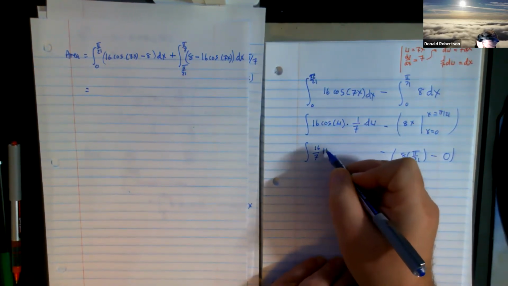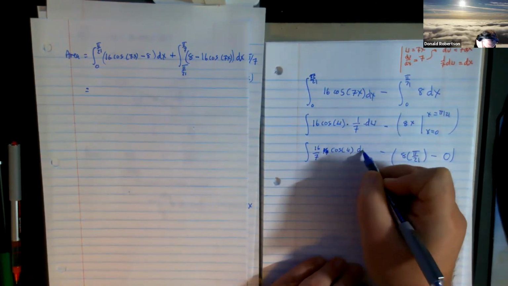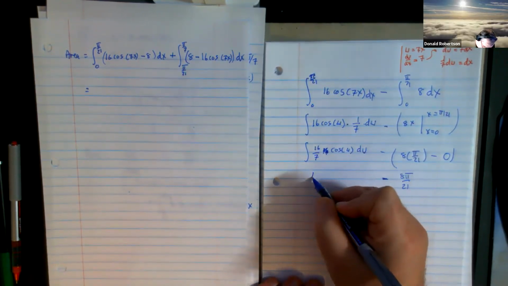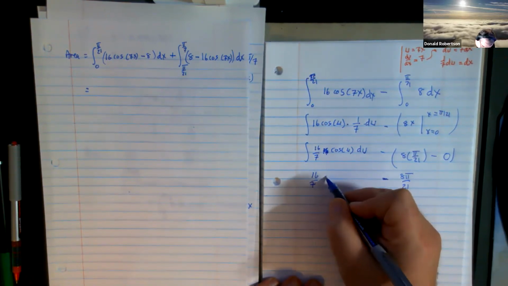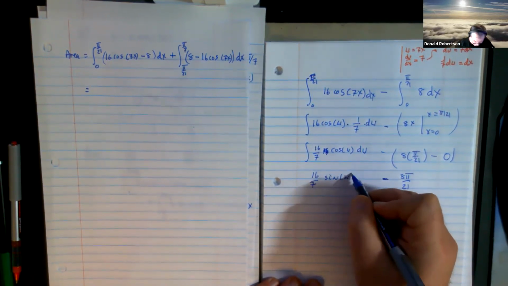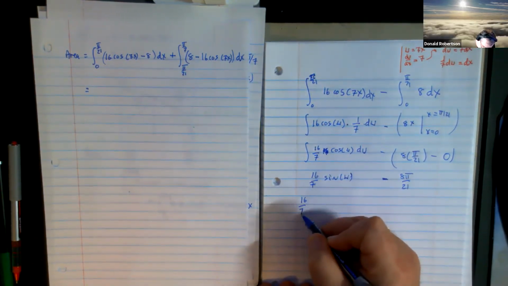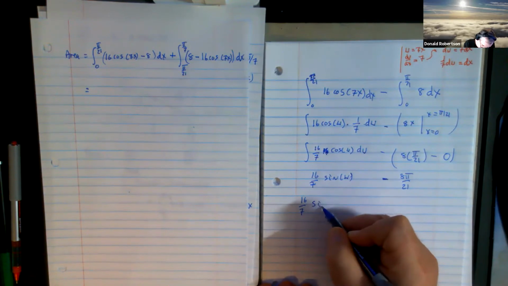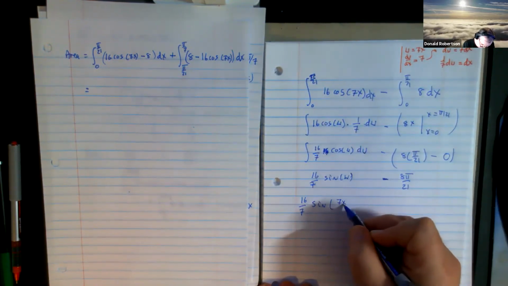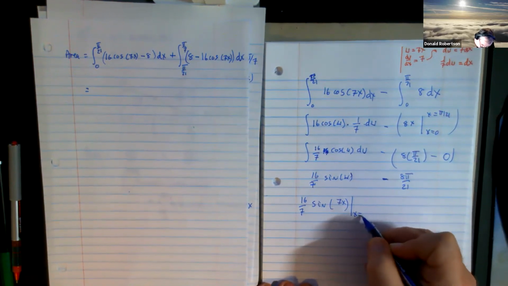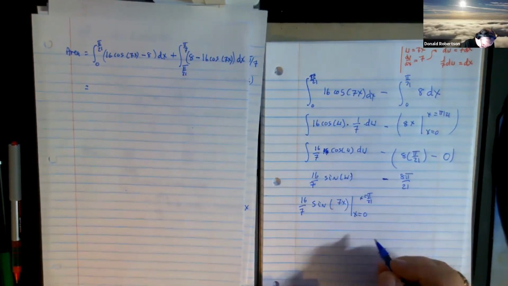It's going to be 16/7 cosine of u. That's going to be 16/7 the sine of u. You integrate a cosine, you get sine. That's going to be 16/7 the sine of 7x. And now I can evaluate it at 0 and pi over 21.